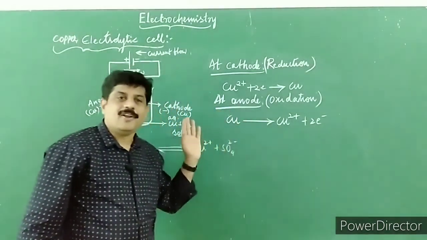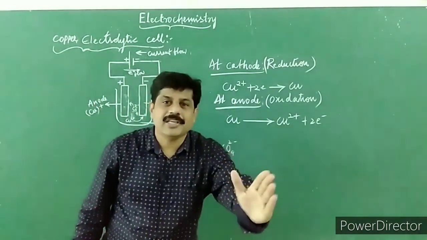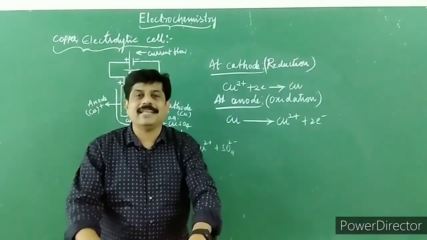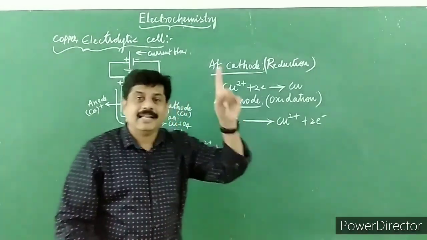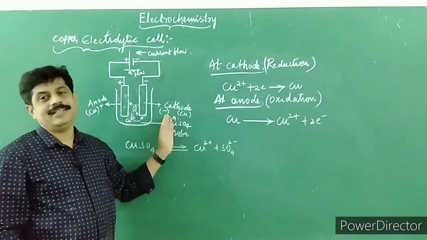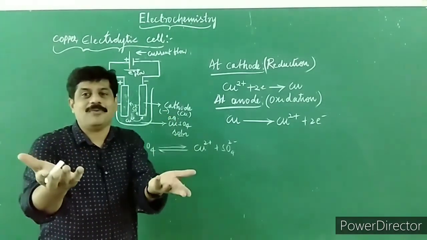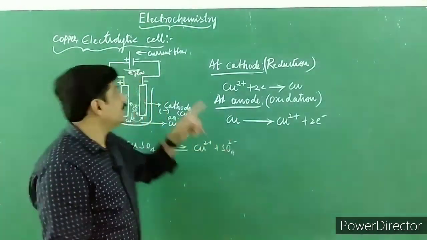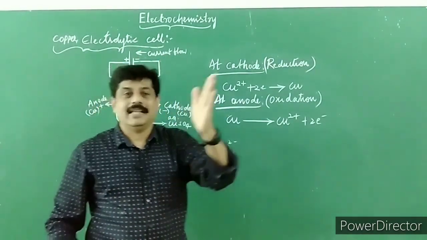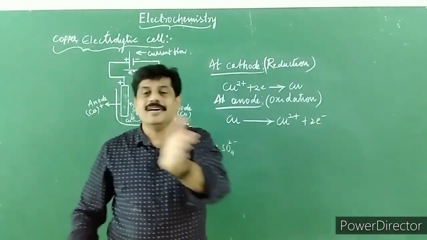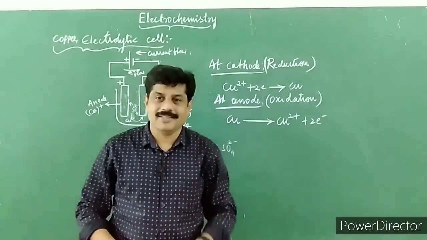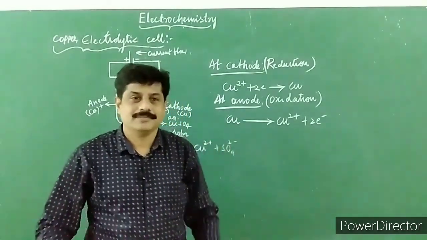Children, during this phenomenon, the electrical energy which is stored in the battery keeps on decreasing as the electrical energy is getting converted into chemical energy. And that is the definition you learnt for an electrolytic cell: a device where electrical energy is converted into chemical energy. Hope you understand this. Let me go for the next topic.